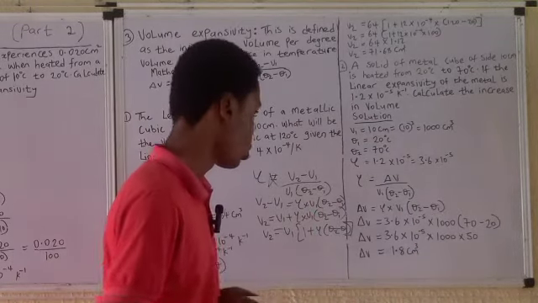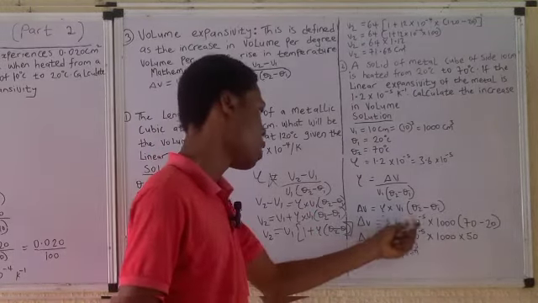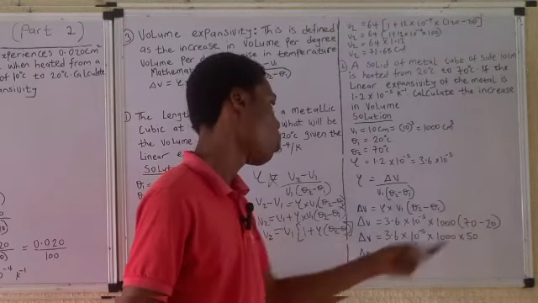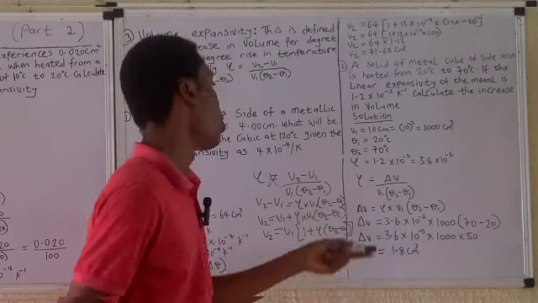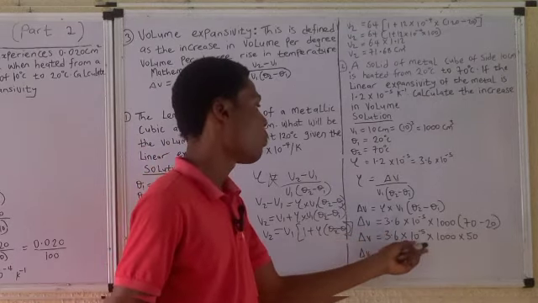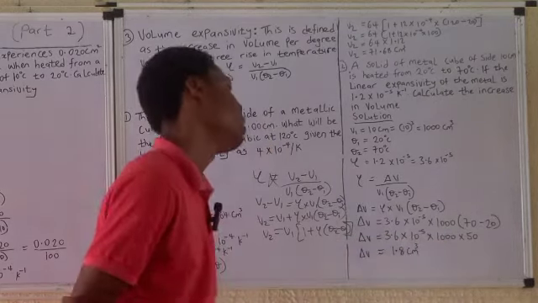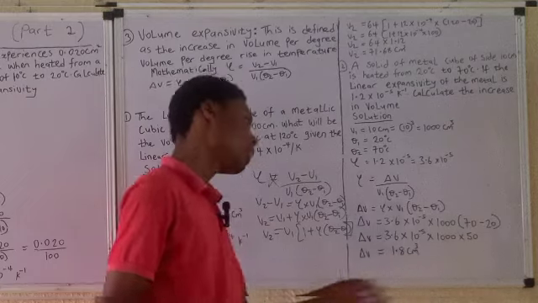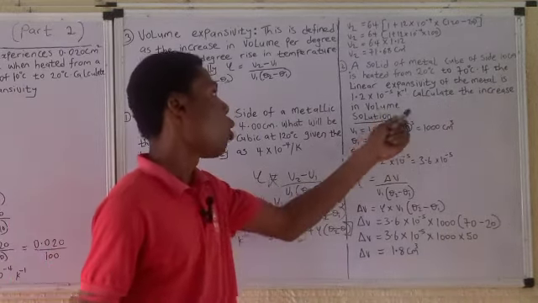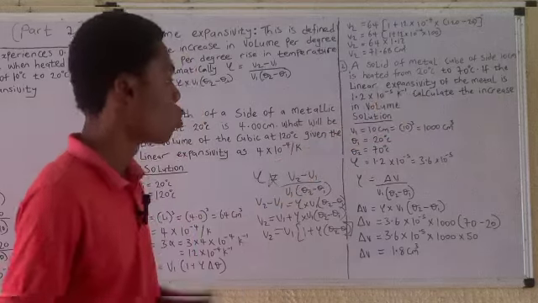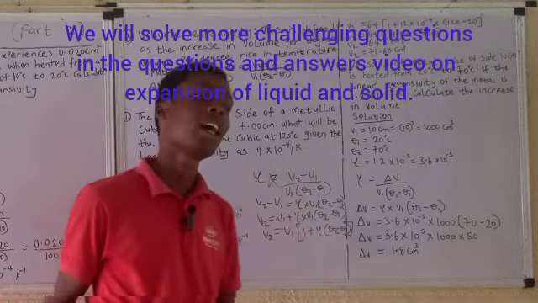So we continue. 3.6 times 10 raised to power minus 5 times 1000, we solve for brackets, 70 minus 20, we have 50. So we have 50 here. So 3.6 times 10 raised to power minus 5 times 1000 times 50 is equal to 1.8 centimeter cube. So we have our final answer of our increase in volume to be 1.8 centimeter cube.